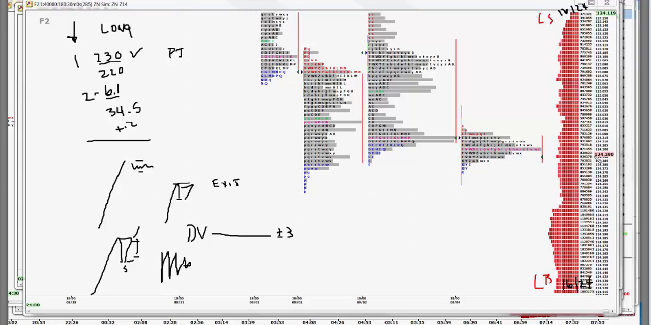Okay, here we are at 29. Where is resistance? Basically, 31 to 01 would be 1. 3.5 to 4 would be 2. 7 to 8 would be 3. So if it weren't for the news right now, we'd be trying to sell 31s to 03s, and then 7s to 11.